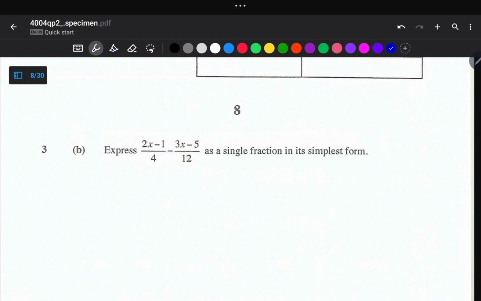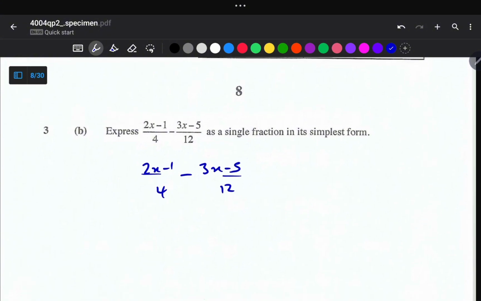So the second part of question number 3, part B, says express 2x minus 1 over 4 minus 3x minus 5 over 12 as a single fraction in its simplest form. So here we are having 2x minus 1 over 4 minus 3x minus 5 over 12. So we can put our lowest common denominator here. In this case it is 12. So it is now 4 into 12, which is equal to 3, and multiply the result by 2x minus 1. So it is 3 multiplied by 2x minus 1. In 12 into 12 it gives us 1, so it is 1 multiplied by 3x minus 5.